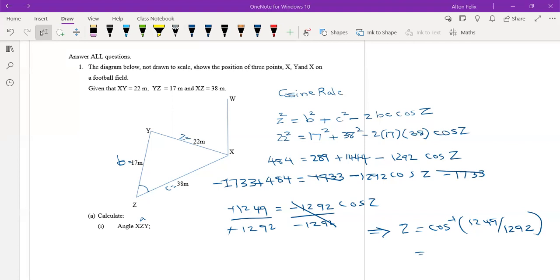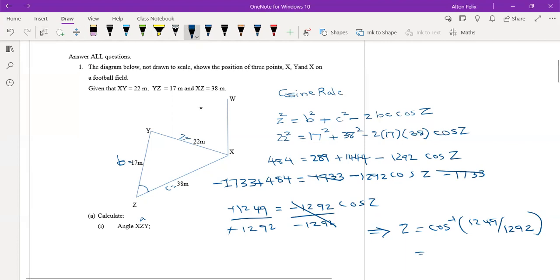Right, so this is 0.9667. 0.967. Let's see if we could take the inverse of that second function. So we want to find cos inverse of 0.9667, which is 14.82. So our answer will be around 14.8 degrees. Right, so cos inverse of this whole thing is 14.8. So we'll put 14.8 degrees, right?